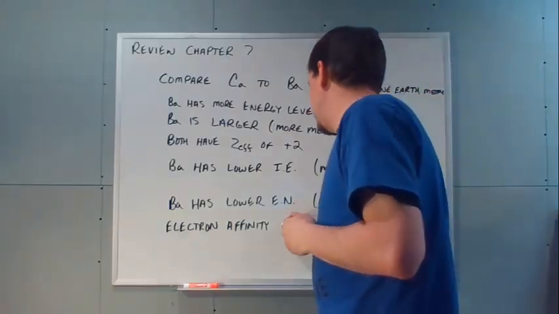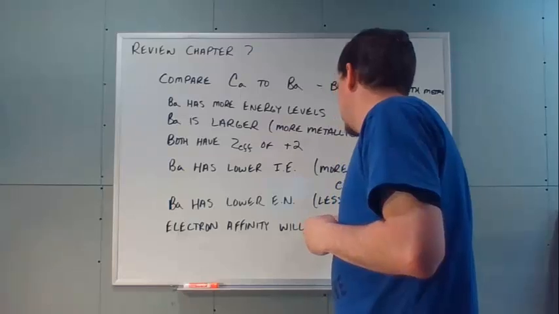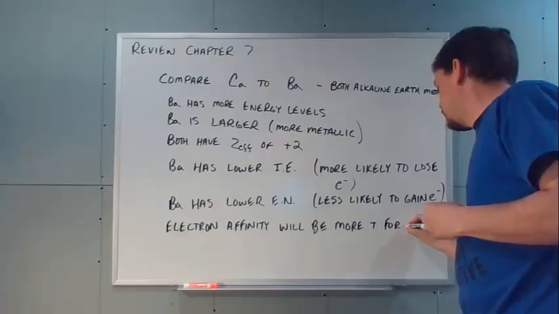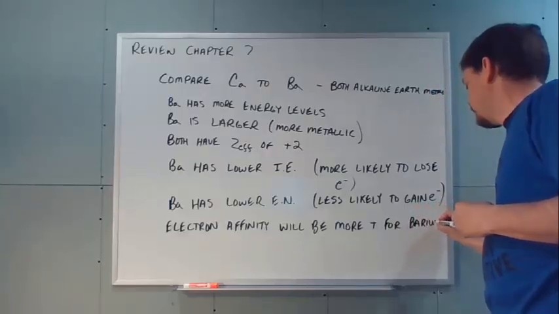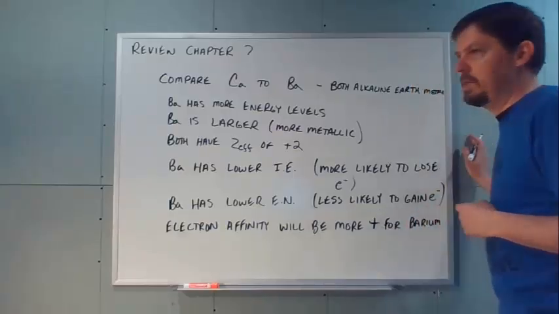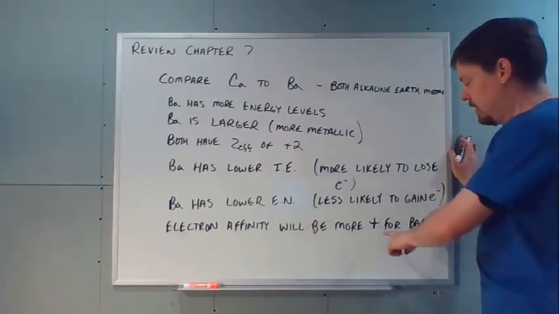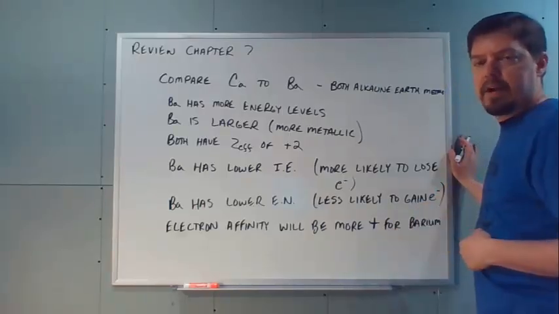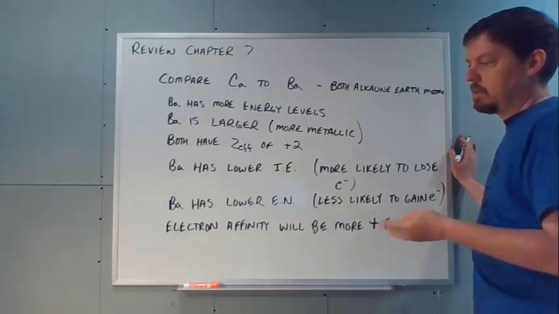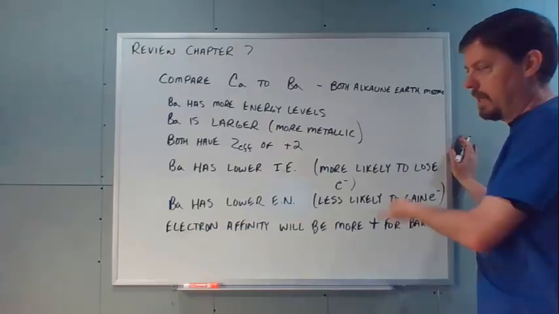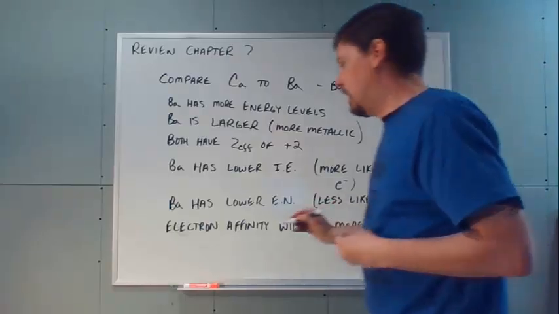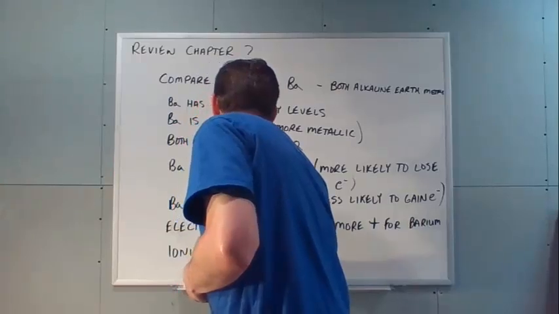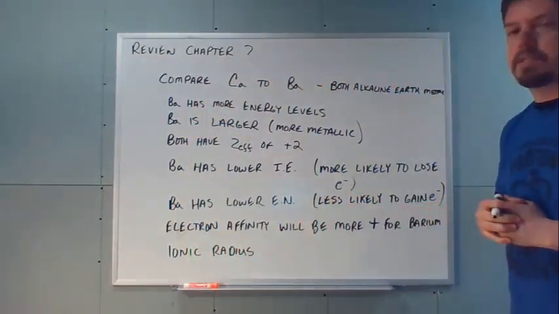So the electron affinity will be more positive for barium, which a lot of times we say that it has a smaller electron affinity. So this is more positive, which means it's going to be more endothermic for barium to gain electrons than it will be for calcium. So it's less likely for barium to do so. And that should make sense based on the other things. If you look at the ionic radius, we would expect barium's ionic radius to also be larger.